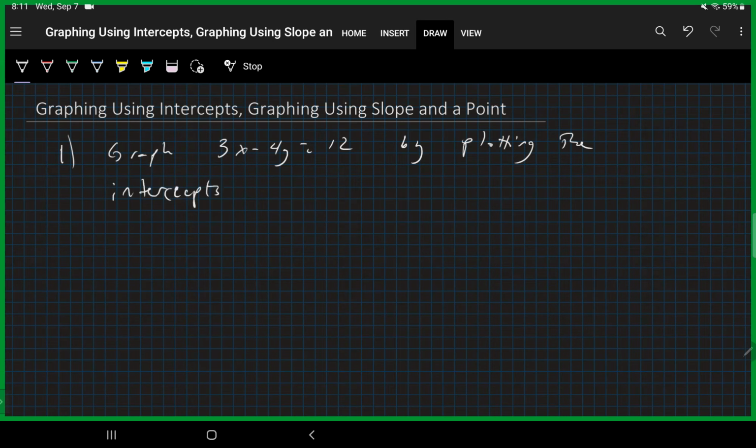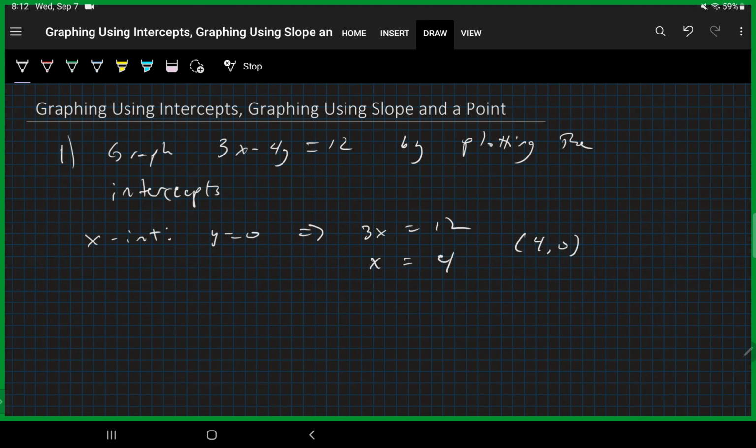So we want to graph 3x minus 4y is 12. And we want to graph that by plotting the intercepts, which means we have to find them. So before we start with graphing, let's find the intercepts. So the x-intercept, recall, you got to plug in 0 for y to find the x-intercept. So if y equals 0, then that gives me 3x is 12 because negative 4 times 0 is 0, so that term goes away. And if I divide both sides by 3, I get x is 4. And that gives me my x-intercept of (4, 0).